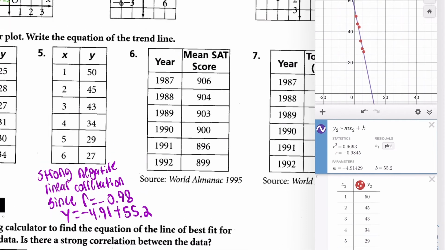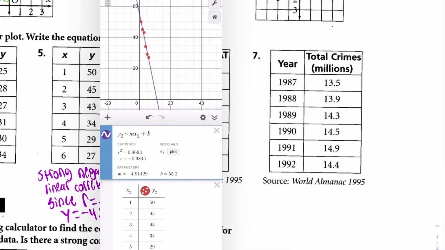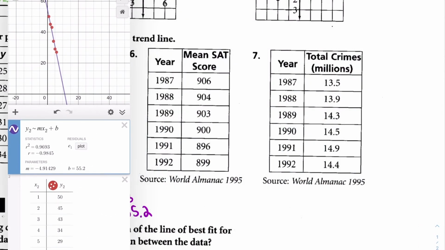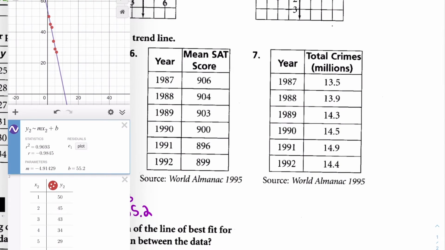I'll do one more. Oh, can I move my calculator? I can. Cool, I didn't know that. iPads can be weird sometimes.